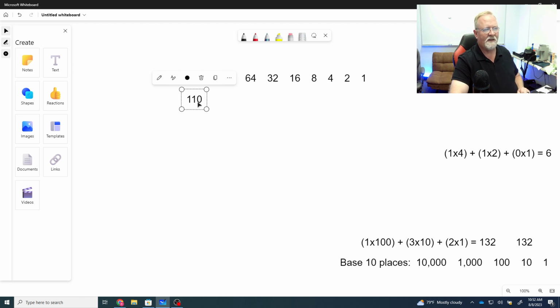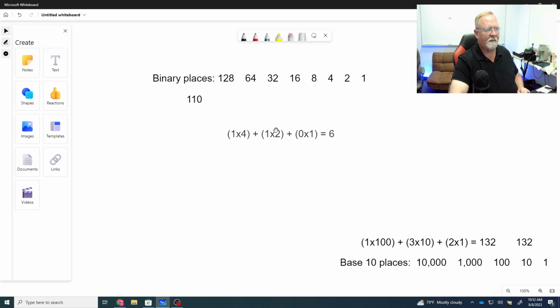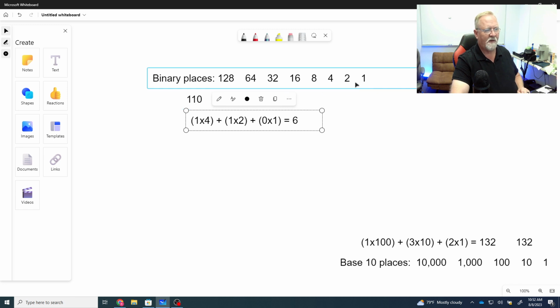Ideally, you should not say this is 110. This is the number 110 in binary. So we have places, and they correspond to these places up here, just like we did in the base 10 system. And we add and multiply, just like we did in the base 10 system, in order to convert these numbers to base 10. So for the number 110, we're going to put the digits in with their bases. We're going to add them and multiply.